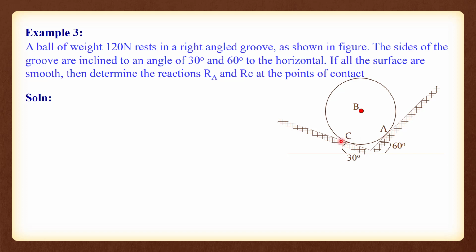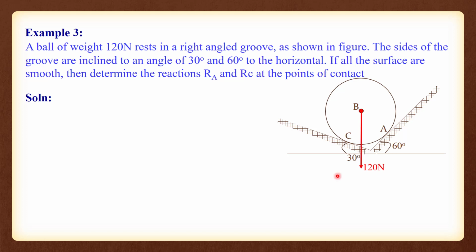In order to find the reactions, we need to remove the surface and replace it by the reaction exerted by the surface on the ball. In other words, if you want to find the reactions at A and C, we need to draw the free body diagram of the ball. So how will you draw the free body diagram? In order to draw it, we have to remove the contact surfaces. But before that, we will draw the active force. What is the active force here? It is the weight of the ball.